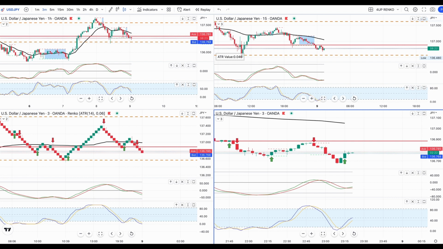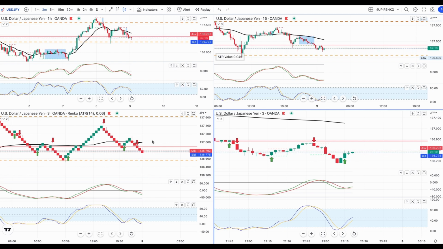So what we have here is a 4-up layout. I've labeled it 4-up Renko because I'm referencing a 3-minute chart on the Renko side here in the bottom left corner. I do this to keep me in a trade or to get me out of a trade. You'll notice I have a variety of indicators on the charts. These simply help me monitor what's going on with price action and what's happening with the instrument itself.